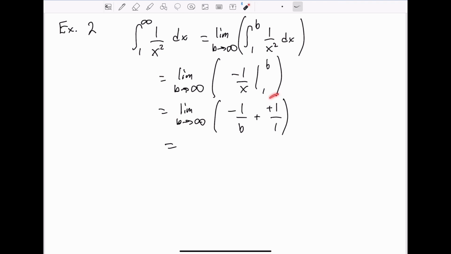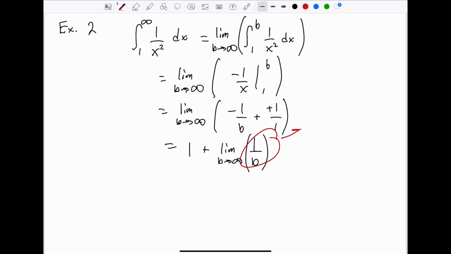And this plus 1 is not affected by the limit, so I can just take that out from the limit. So I have 1 plus the limit as b approaches infinity of 1 over b. What happens to this limit? Well, as b becomes larger, I'm dividing by larger and larger numbers. Dividing by larger and larger numbers results in a smaller and smaller quantity. So this goes to 0. So I have 1 plus 0, so my answer is 1. We would say the integral converges to 1.